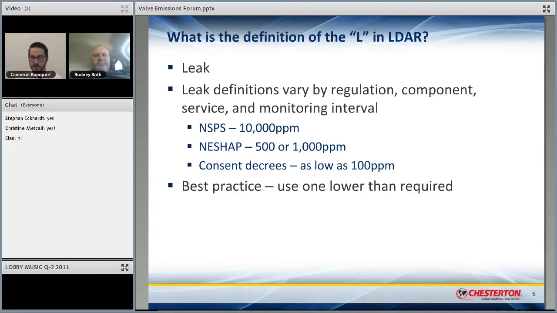Yeah, so 100 parts per million, and in general, our recommendation is that even if you might have a slightly different standard, whether you're not under a consent decree, and it might be somewhere between 500, 1,000, 10,000, depending on what national standard you're using, you might have a state or local standard, the best practice is 100 parts per million. You're never going to have to answer any questions as to whether your leak definition matches the legal one if you're going with 100.